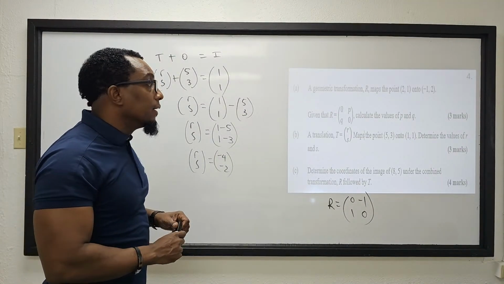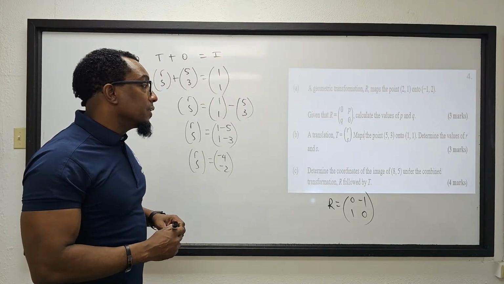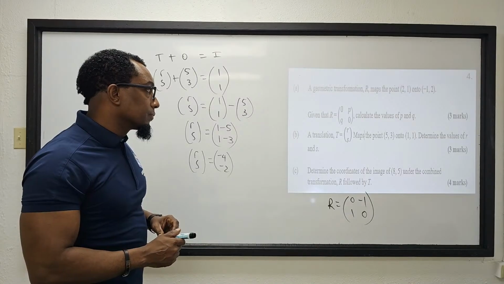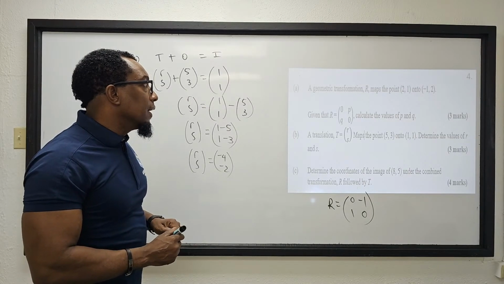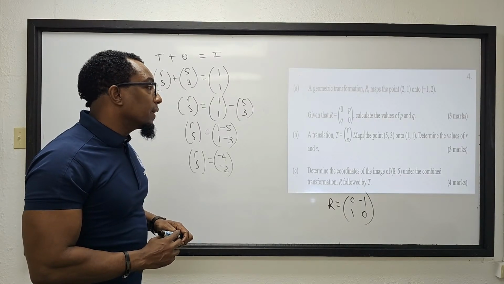Simple formula for translation. And part C: determine the coordinates of the image under the combined transformation R followed by T. So determine the coordinates.